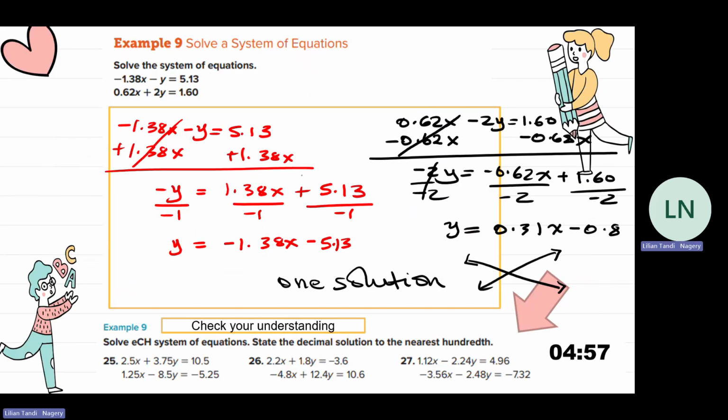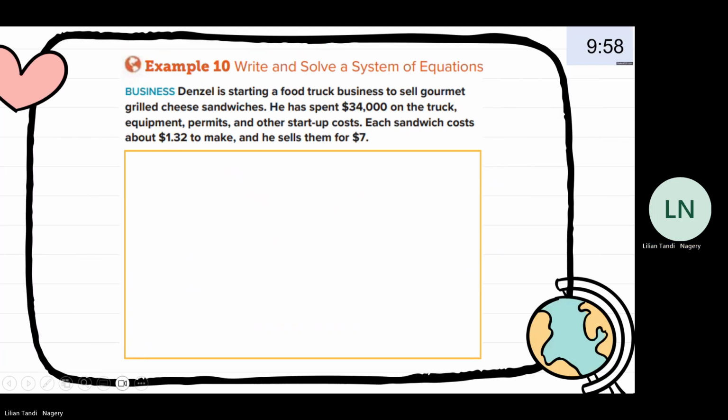Here it's the same thing, we just have decimals. Just look at the slopes, look at the y-intercept. If they're the same, if they're different, then make your decision. And then here, we wrote our equation. You need to know how to read and write.